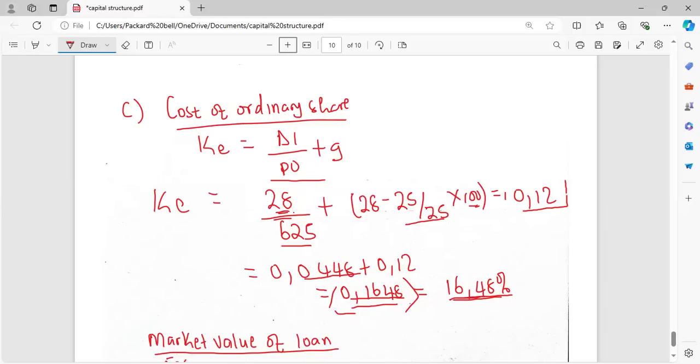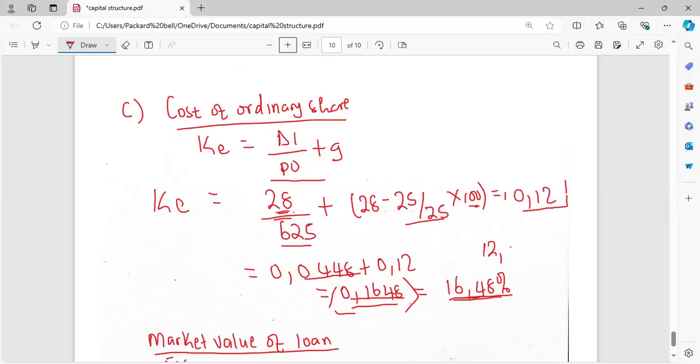You are getting how much? 12 times 100, right? That's 12. So it's going to be 12 plus 0.0448, plus 0.0480. It's 12.0448. That's my answer.